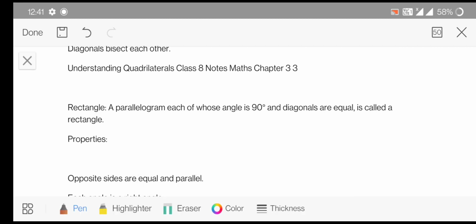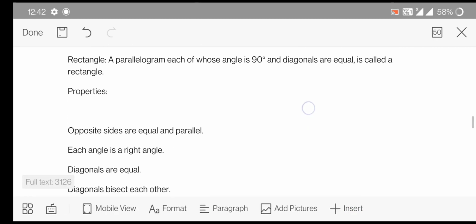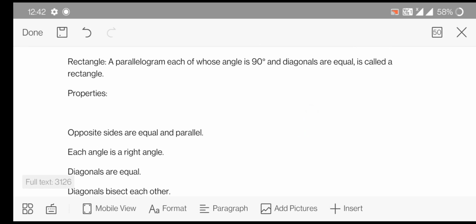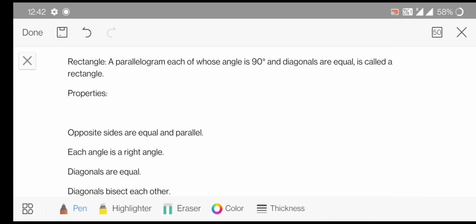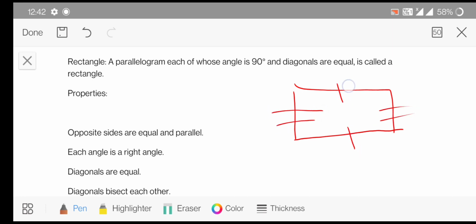About the rectangle, you all know three properties. First of all, let us draw the shape of a rectangle. So here in a rectangle, you all know that the opposite sides are equal. Means this length is equal and breadth is equal. So this is one of the properties, opposite sides are equal and parallel.